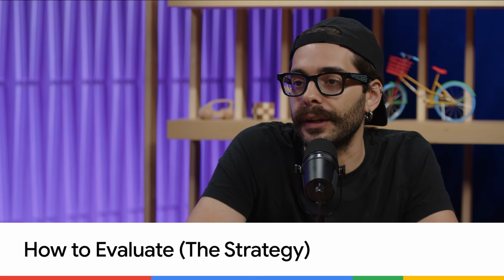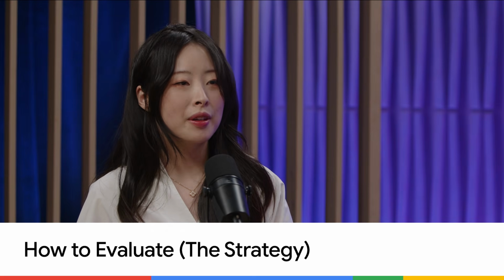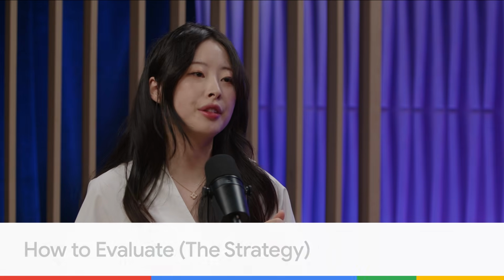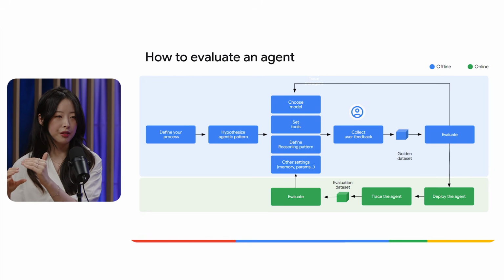Right. But now we know what to cover. But the problem is how to measure the agent. So how do we actually evaluate an agent in practice? Yeah, that's a great question. So to evaluate an agent, we need to understand two big concepts. The first concept is offline evaluation. The second concept is online evaluation.